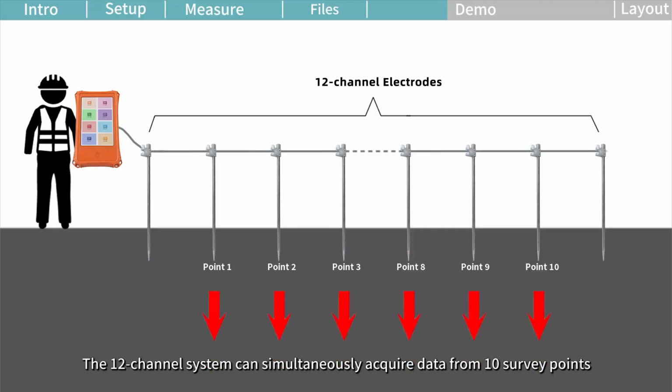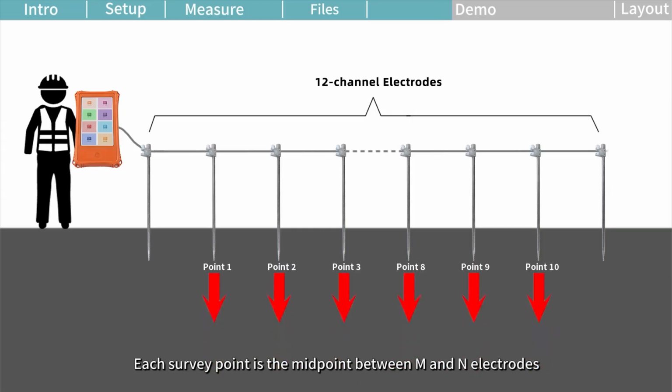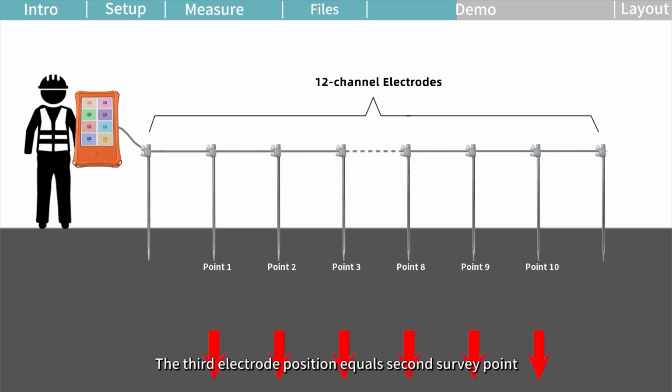The 12-channel system can simultaneously acquire data from 10 survey points. Each survey point is the midpoint between M&N electrodes. The second electrode position equals first survey point. The third electrode position equals second survey point. Repeat until the entire profile is measured.